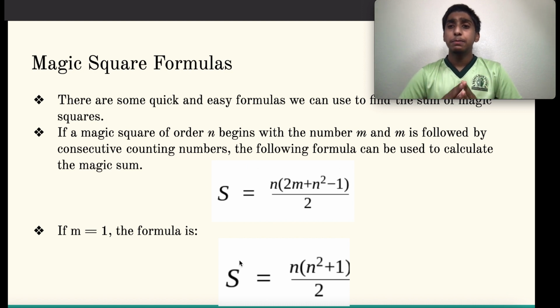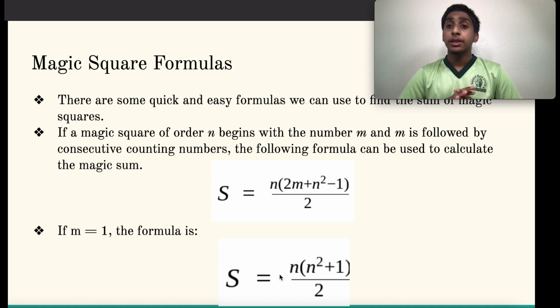So what this basically means is if you have, let's say, a 3 by 3 magic square, and the first number is 1, then 2, then 3, then 4, 5, 6, 7, 8, 9, you can use this formula to calculate it. But if m is equal to 1, as in the example I just gave, where the first number is 1, m is the first number in the box. So if m is equal to 1, you change the formula to S equals n times (n squared plus 1), over 2.